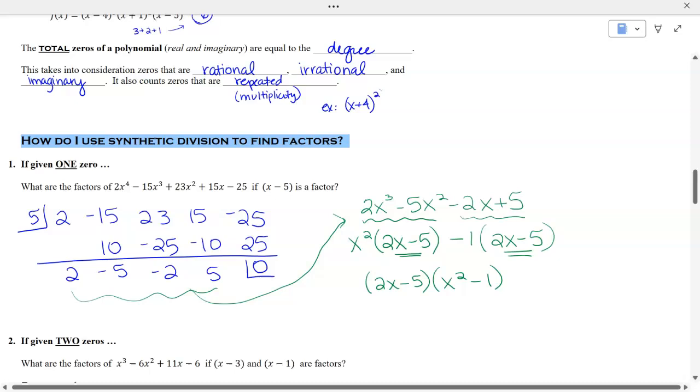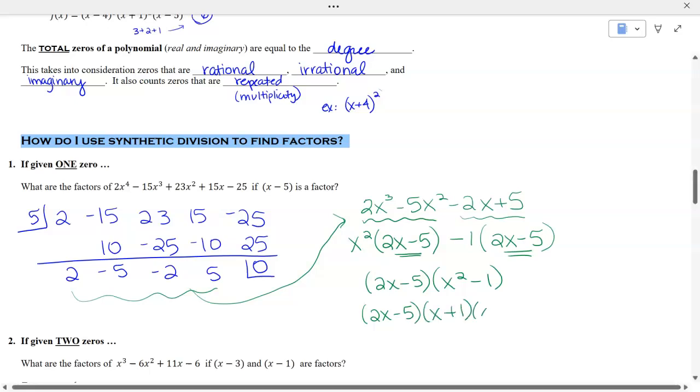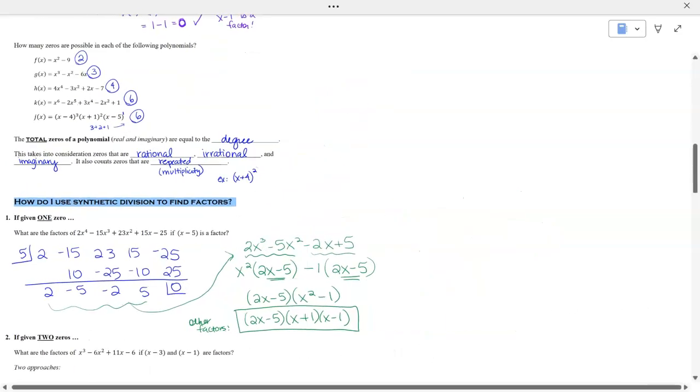Now, if we're trying to find all the factors, we want to factor this as much as we possibly can. And I'm hopeful that y'all are eyeing the fact that we have the difference of 2 squares. So we can fully factor this into 2x minus 5 times x plus 1 times x minus 1. So our other factors here for this polynomial end up being 2x minus 5, x plus 1, and x minus 1.